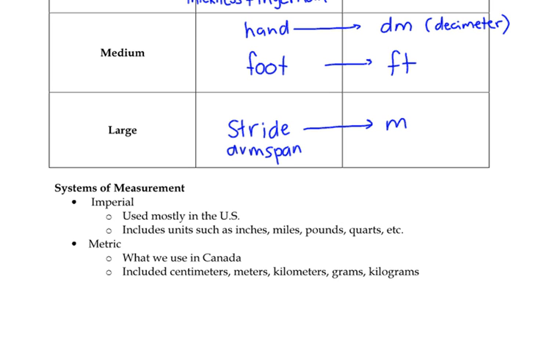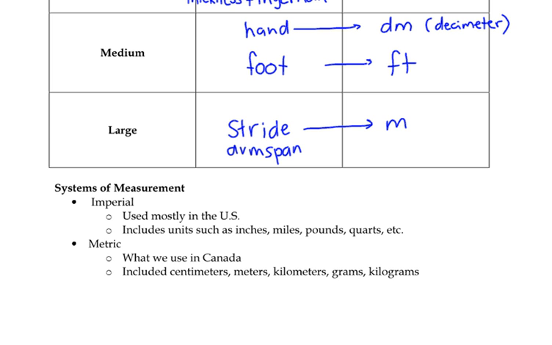So what is imperial? Imperial is inches, miles, pounds, quarts. That is the imperial system. In fact, it used to be our system in Canada. It used to be a system in many places, but it's so random, right? 12 inches is a foot. 3 feet is a yard. 1,760 yards is a mile. It's all random. How difficult to convert.